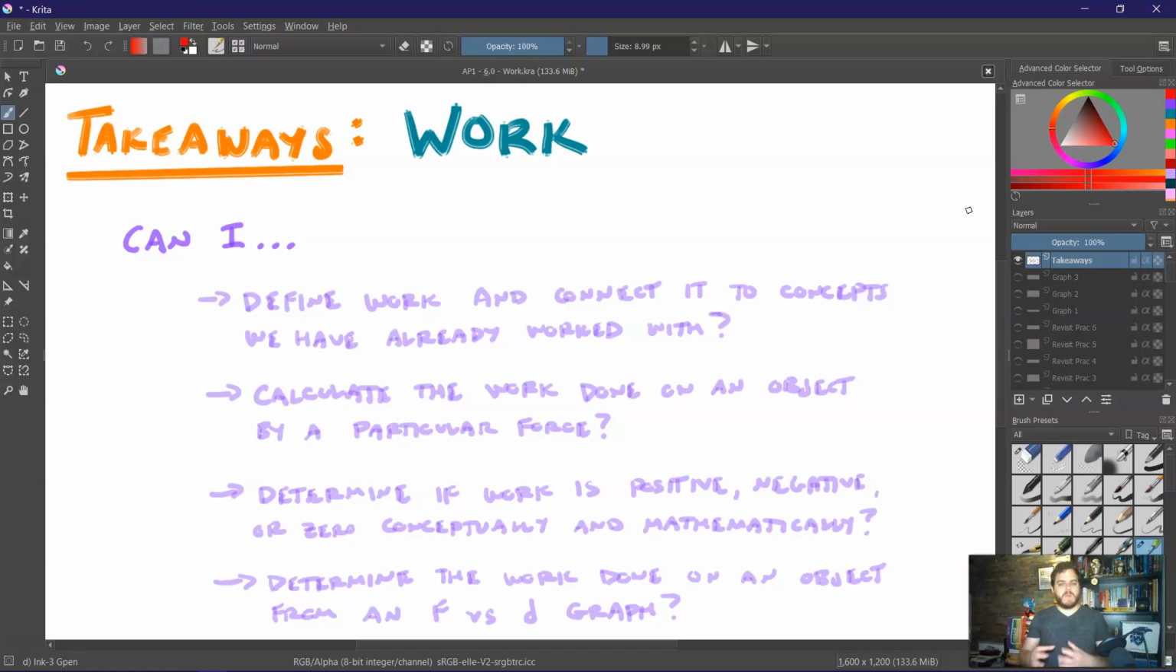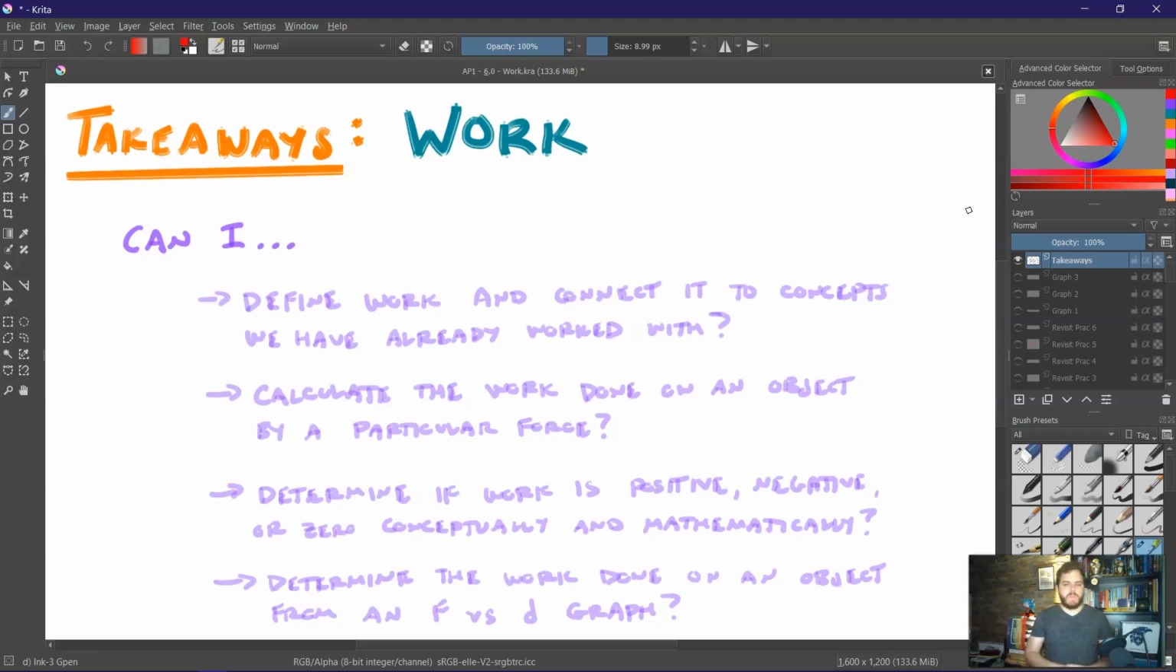Can we determine if work is positive, negative, or 0 conceptually and mathematically? Conceptually, remember, if the force is in the same direction as motion, positive work. If it's in the opposite direction of motion, negative work. If it's perpendicular to motion, 0 work, or that's also if there's no force or no motion. Mathematically, we would use that cosine theta. We would do F as the entire force, D as the entire distance, cosine theta, theta being the angle between that particular force and the direction of motion.